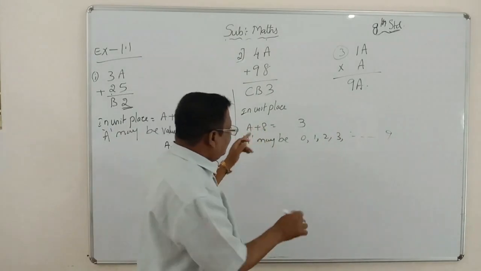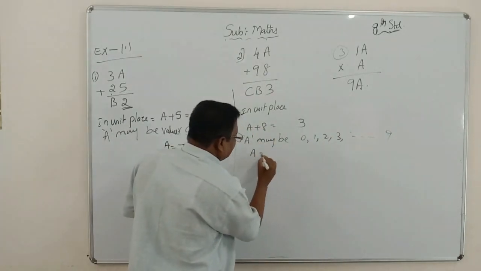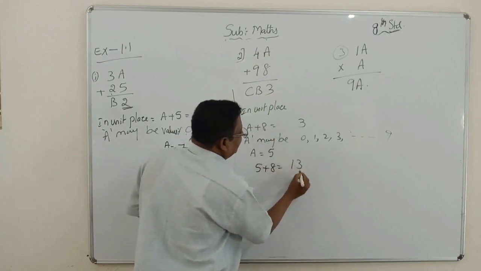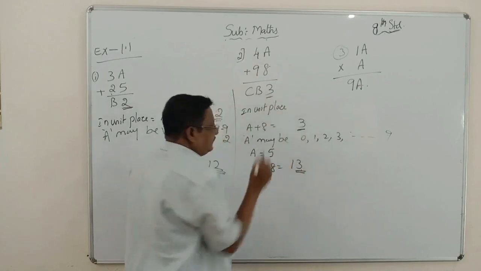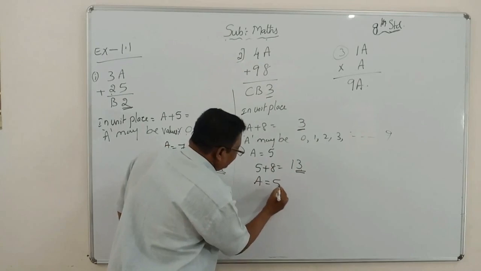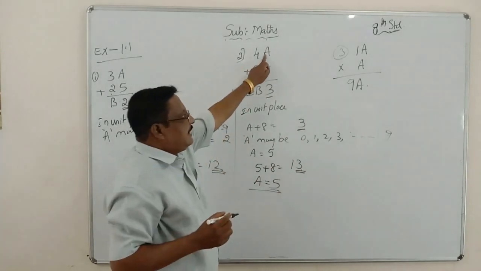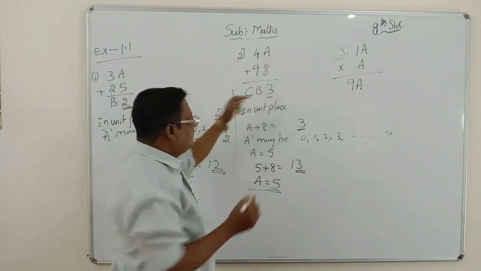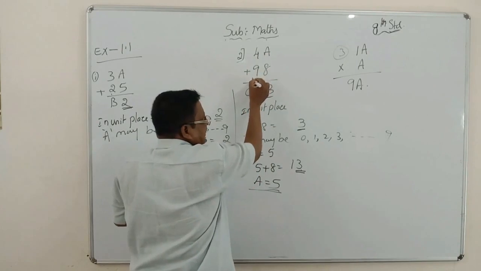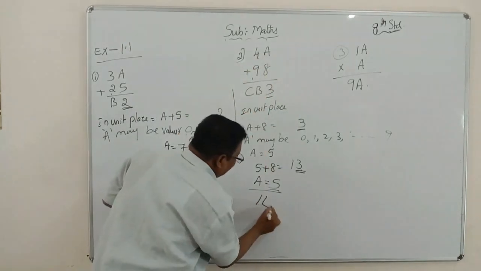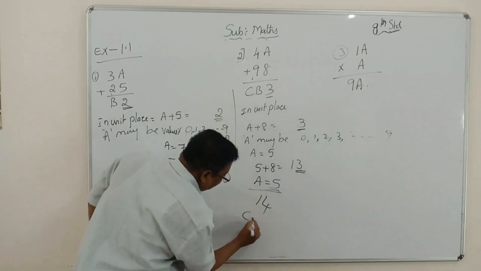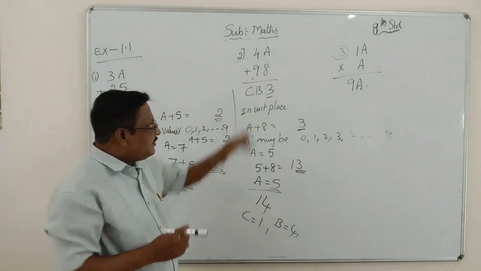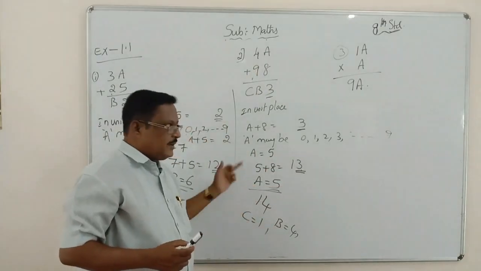See here, 13 means A may be, suppose A is equal to 5. 5 plus 8 is equal to 13. In unit place 3 is there. Therefore A is equal to 5. 5 plus 8 is 13, 13 means here 1 carry. 9 plus 1, 10, 10 plus 4, 14. 14 means C is equal to 1, B is equal to 4. These are the values. When you get one value A, then you will get B value and C value.